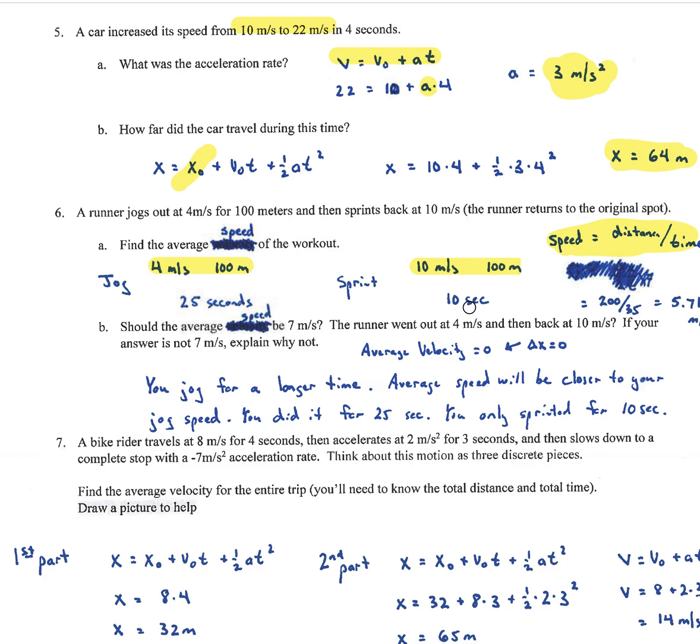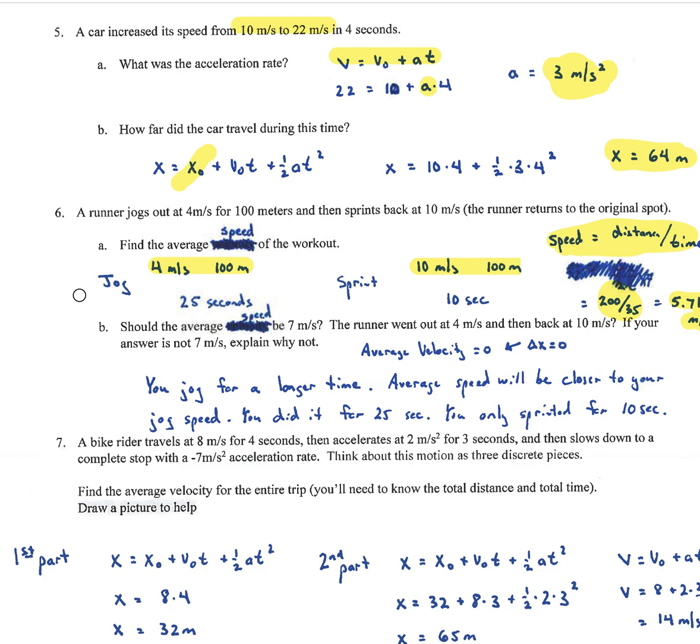So let's go back to the question. Find the average speed of the workout. The average speed of the workout is the total distance, 200, divided by the total time of 35 seconds. You can barely see this on the sheet, but I do believe it says 5.71 meters per second. Again, it is not 7.